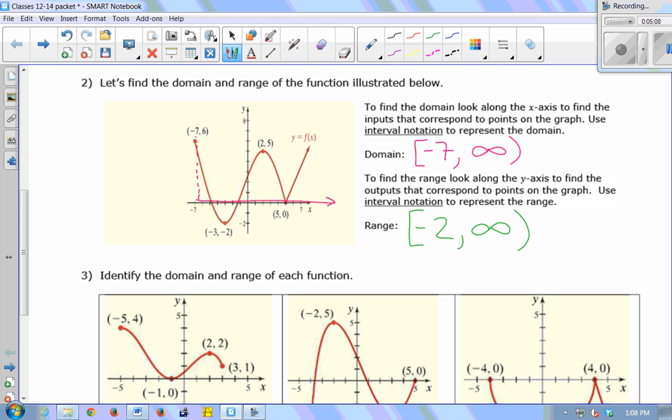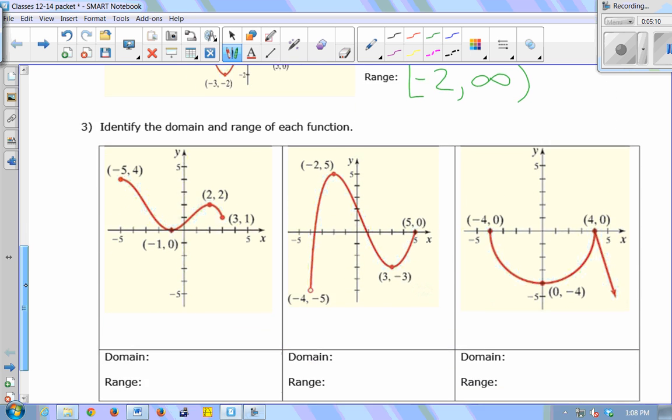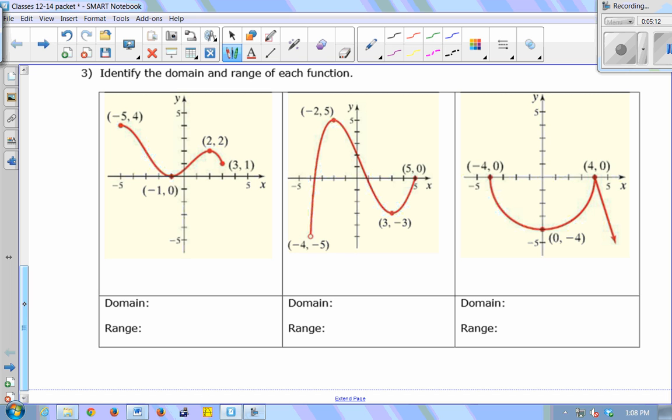All right, let's do one more together, and then I'll have you guys do the next two. All right, so for this graph, what is its lowest x value? Negative 5. So its domain starts at negative 5. We include it because that's a closed dot. Okay. And the biggest x value? 3. The furthest right that the graph goes is 3 comma 1, and we're just looking at x values for domain. 3.